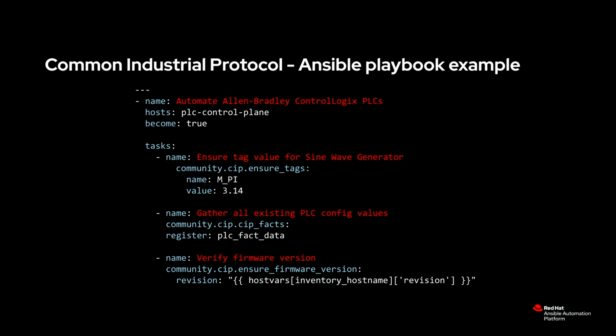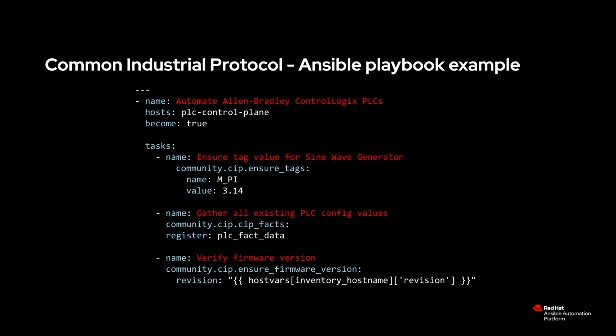But this is an example using the Allen-Bradley brand from Rockwell Automation, where we are actually doing the ControlLogix programmable logic controller, and we're doing a tag value for a sine wave generator, and we're gathering existing config files. These are examples of things that we have been told from feedback are common types of operations that need to be done or would like to be automated in an environment in the industrial space. So this is using Ansible.